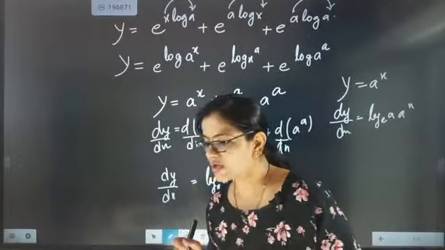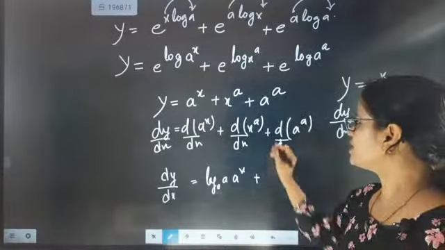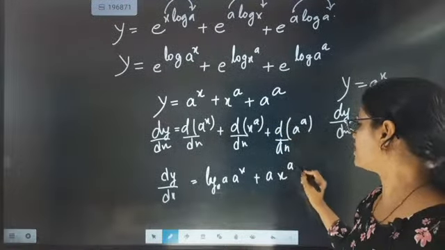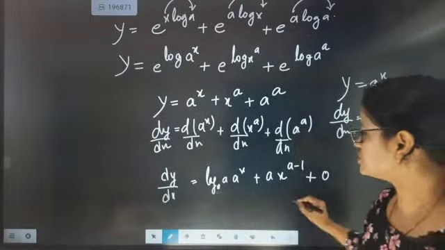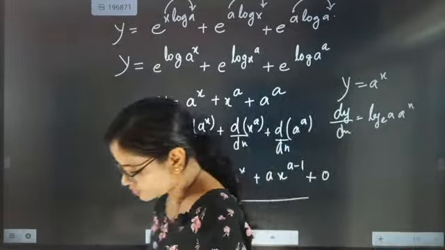differentiation of a constant to the power variable. Okay, the second term will be what? Here a will come, and x to the power a minus 1, and the last term is exactly constant. So this part will become 0. So these are the only two terms which are exactly going to come.